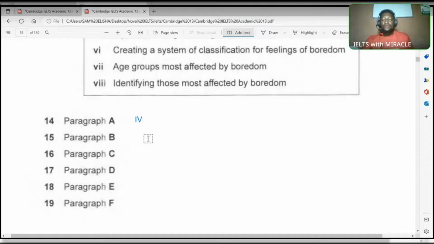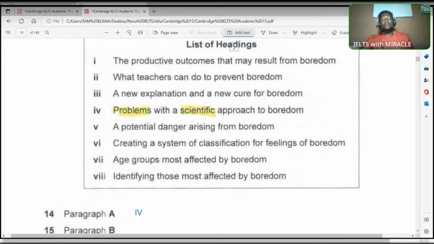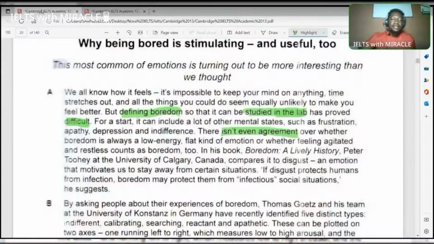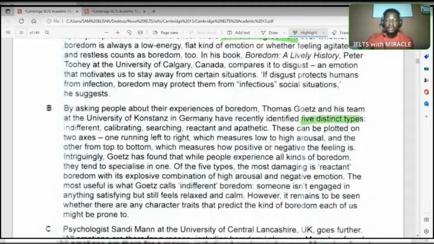Right? Please follow me. Then paragraph B. Let's quickly look at paragraph B. By asking people about their experiences of boredom, Thomas Goetz and his team at the University of Constance in Germany have recently identified 5 distinct types. And then these are the 5. So these are the 5 distinct types.